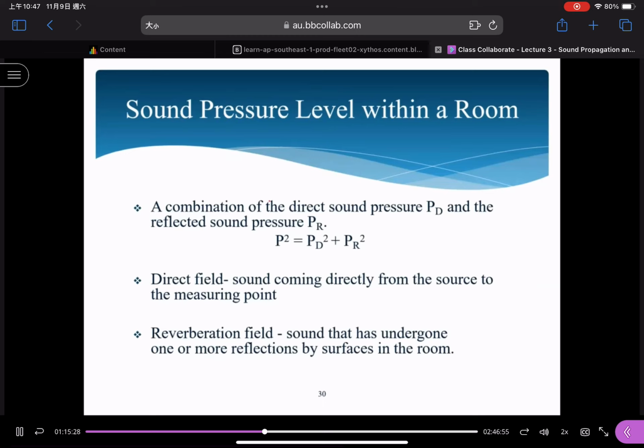On the right-hand side, PD refers to the sound pressure for the direct field, and PR refers to the sound pressure for the reverberation field. Why can we construct this one?